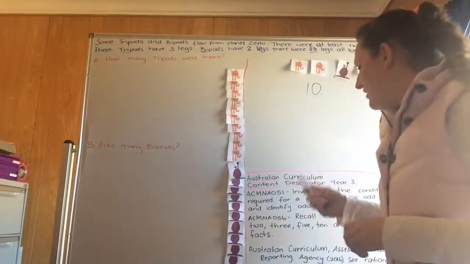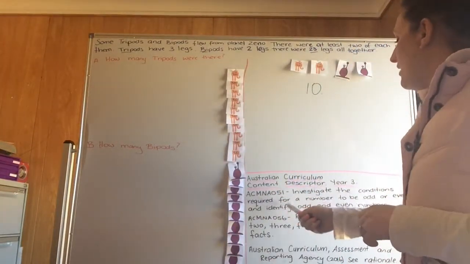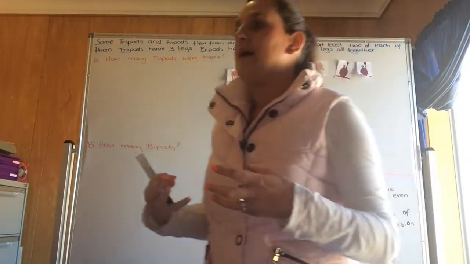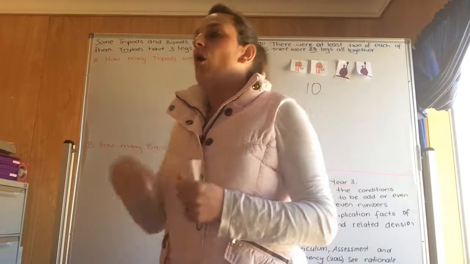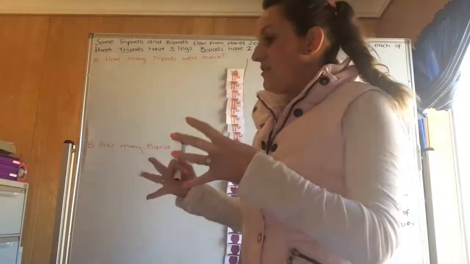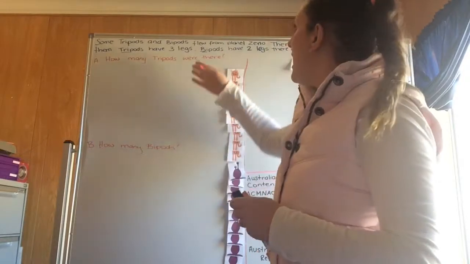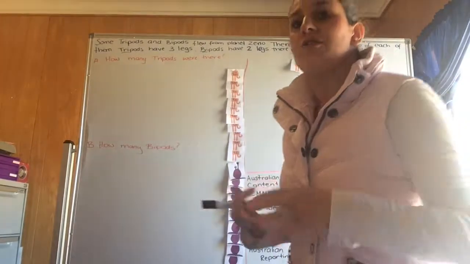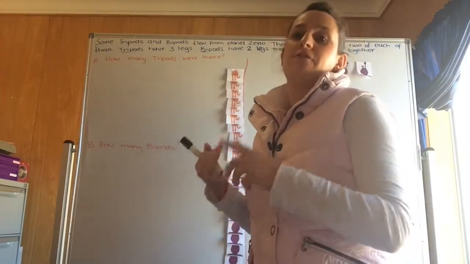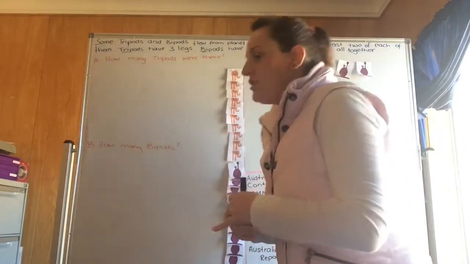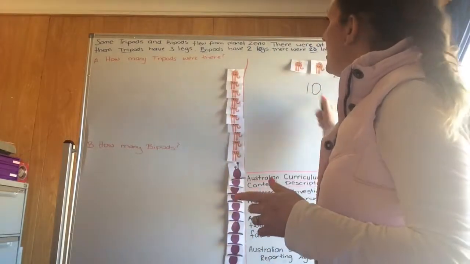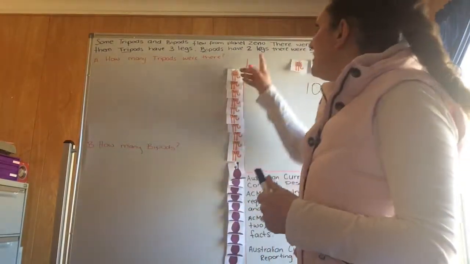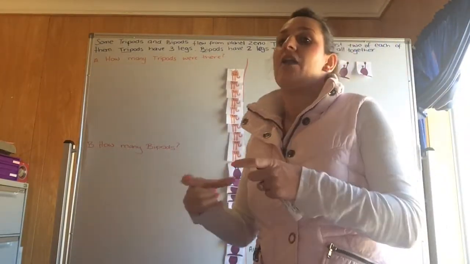So therefore they need to investigate the conditions required for a number to be odd or even and identify odd and even numbers. So this could be a revision of what they've already done or another part of this lesson. Okay, so students, being in Year 3, should already know what even and odd are. So we won't delve too deeply into that today. However, we are going to come up with 2 different answers here.